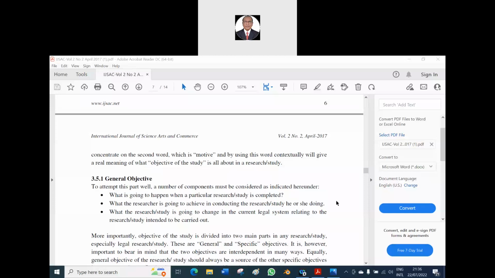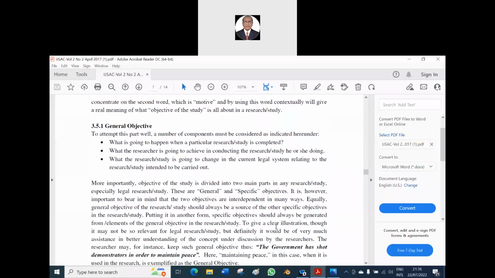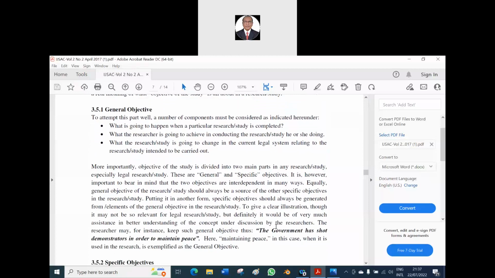Most importantly, the objective of the study is divided into two main parts. In a research study, especially a legal research study, there are general objectives and there are specific objectives. It is important to bear in mind that the two objectives are interdependent in many ways. When you say general objective, there are many variables, and those variables can be stated in the specific objectives. Equally, the general objective of the research study should always be the source of the specific objectives.